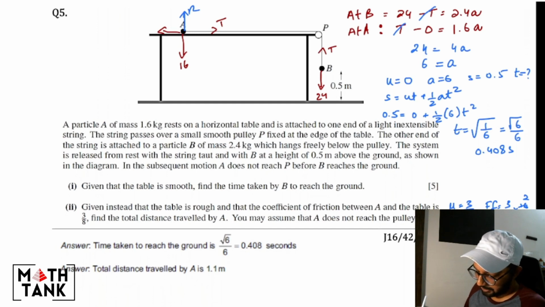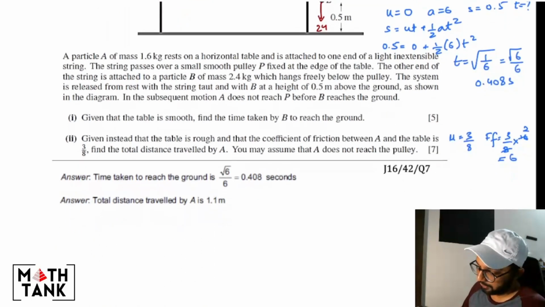So find the total distance traveled by A. So what is going to happen again is that B is going to hit the ground. A is going to keep moving forward till it decelerates to a stop. We will have to find that out since the question says you may assume that A does not reach the pulley. So I'm assuming that it does not go on and strike the pulley. So that's what I'm going to assume in this question. But I'm going to have to solve the equations again.